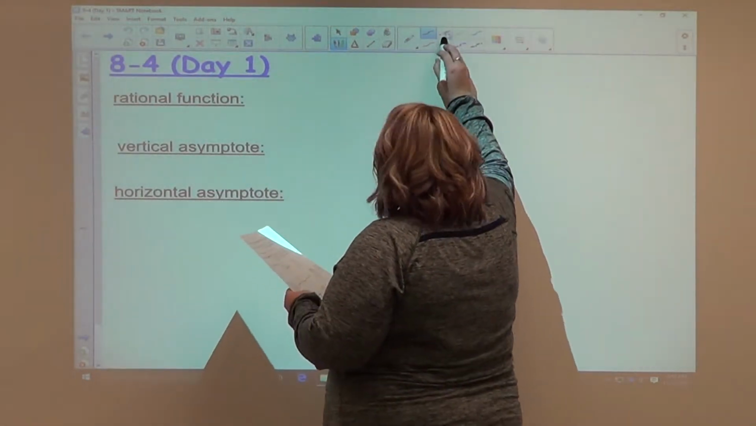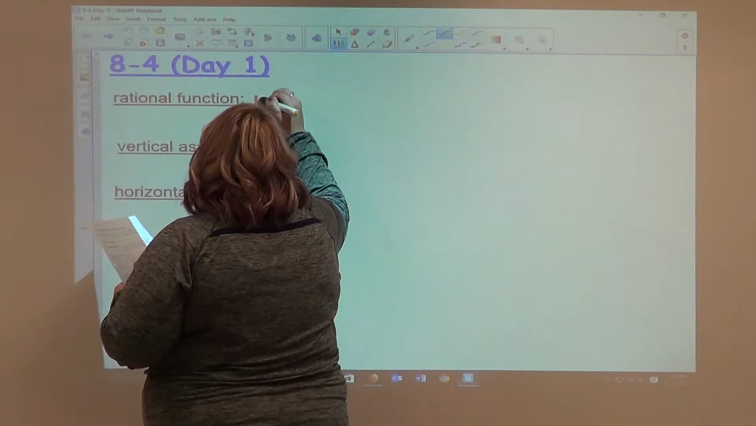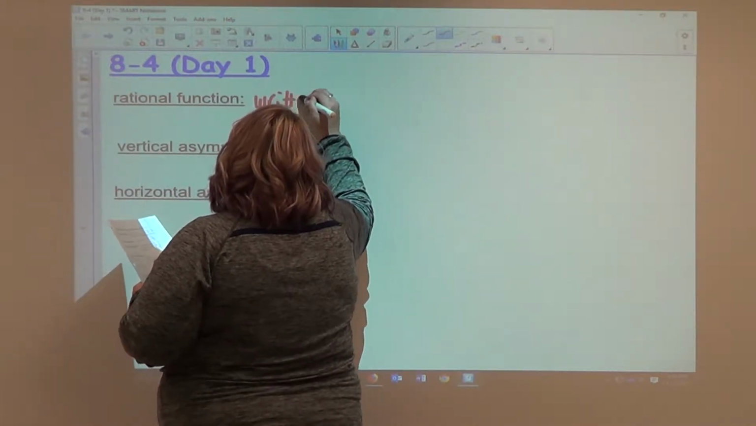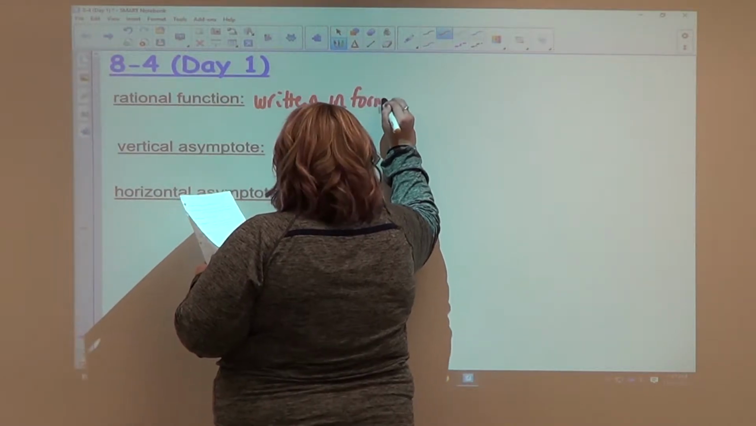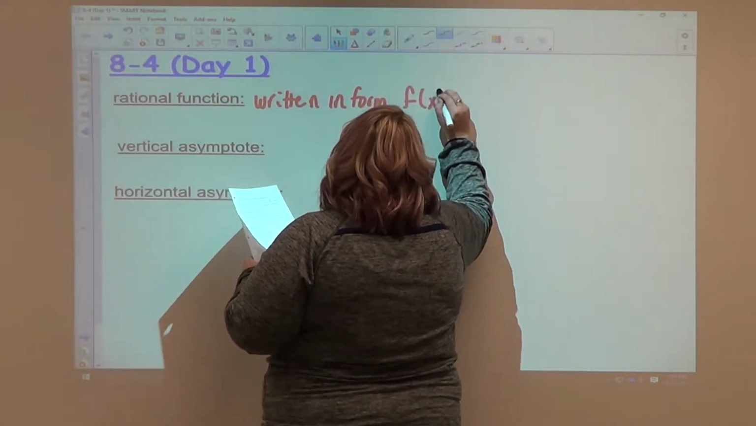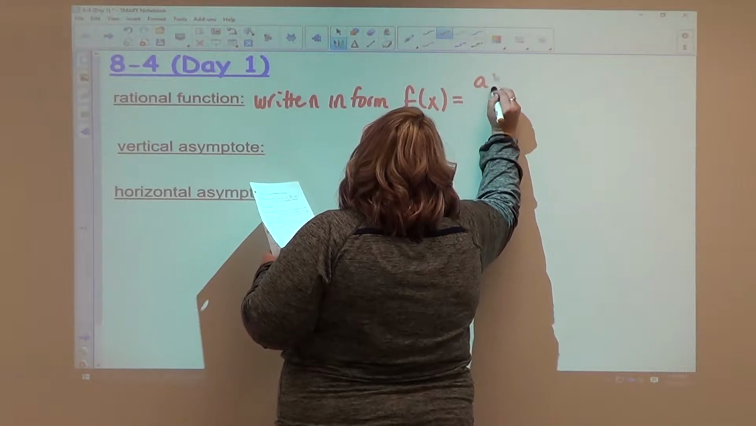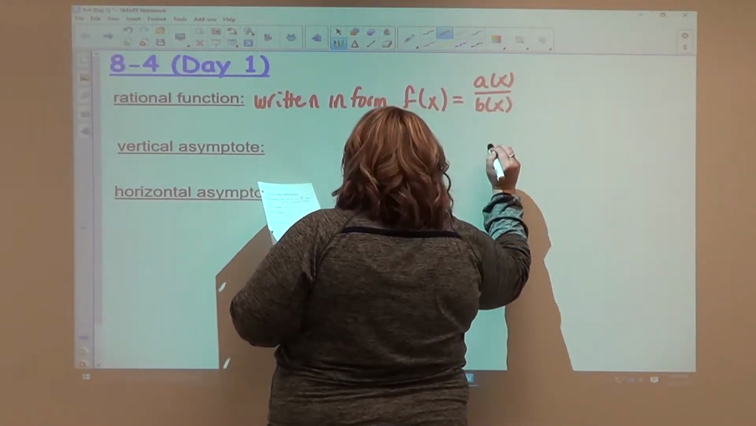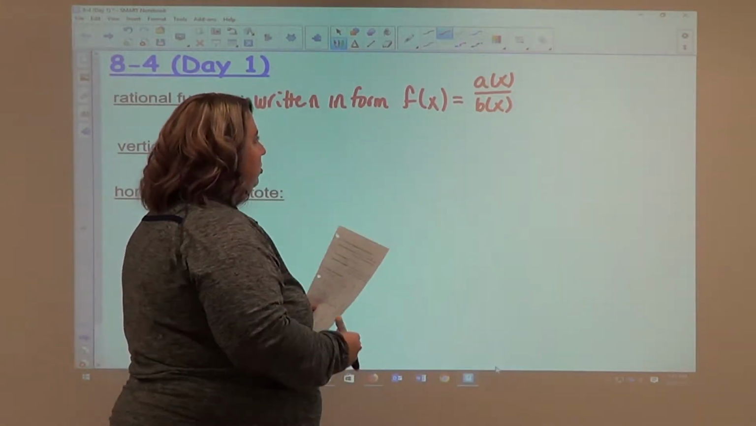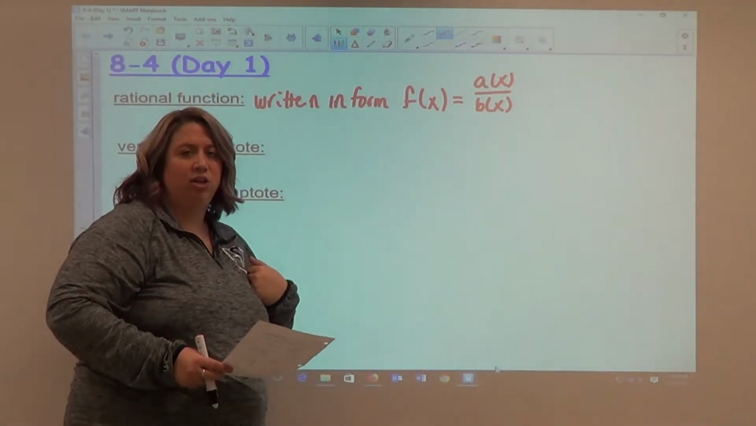So the definition of a rational function can be written in the form f of x equals a of x over b of x. So that means that both of those are going to have variables instead of just the denominator.